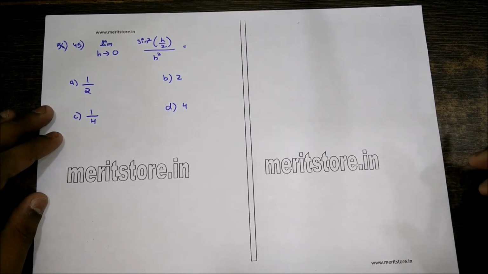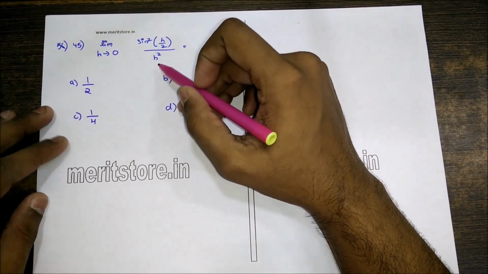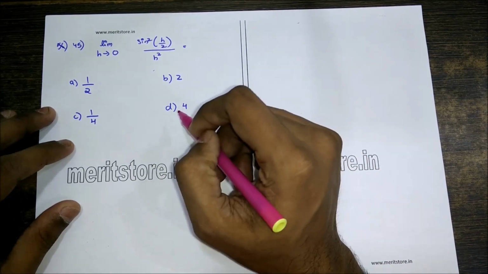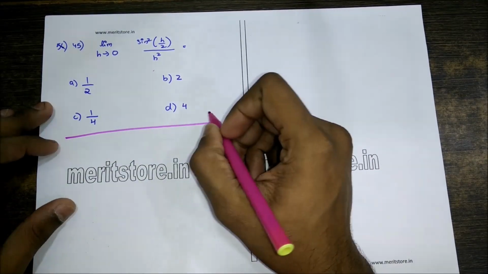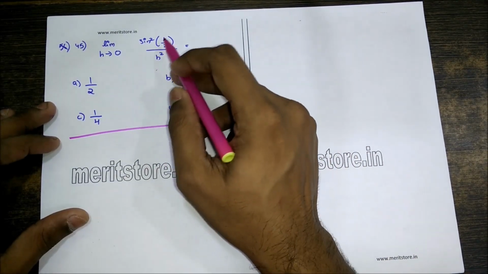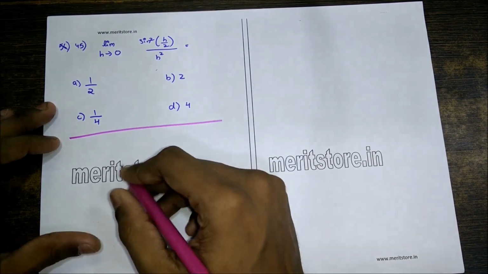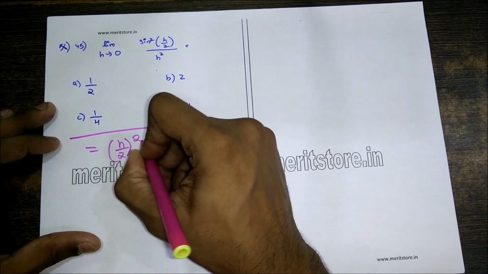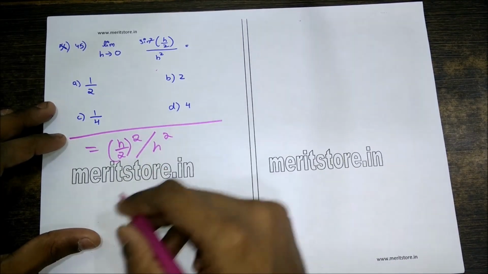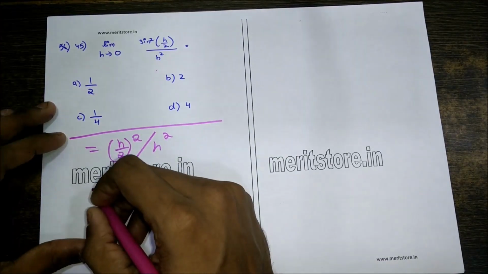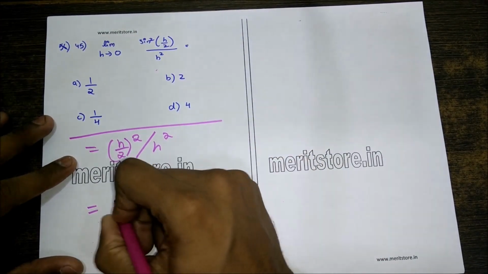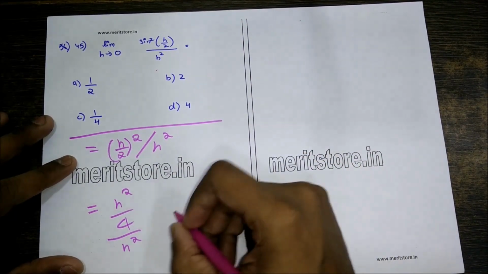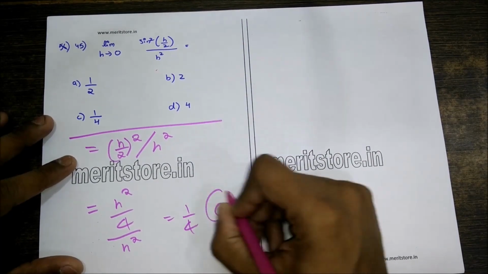Limit of h tends to 0 of sin square h by 2 by h square equals: a) 1 by 2, b) 2, c) 1 by 4, or d) 4. So we could write this as sin square h by 2 by h square in terms of h by 2 the whole square by h square, on applying the limit of h tends to 0. So therefore we get h square by 4 by h square. That leaves us with 1 by 4. That is option C.